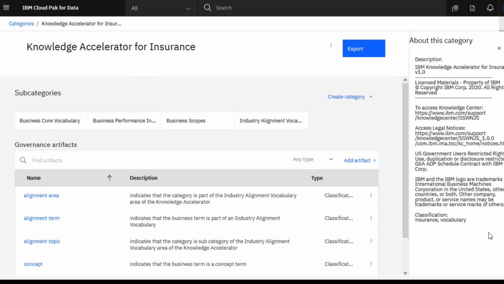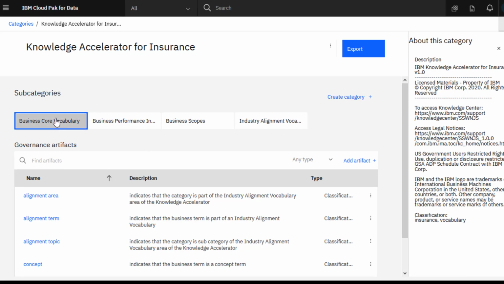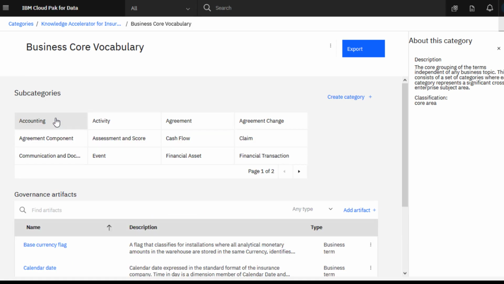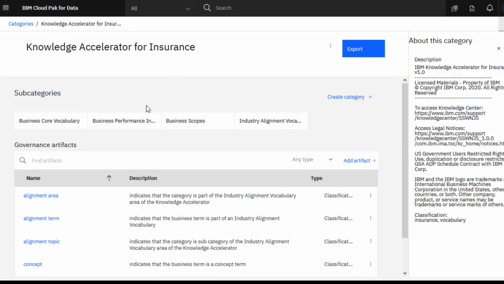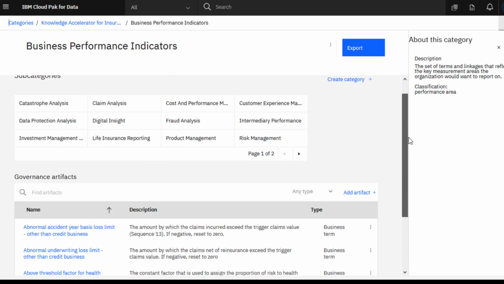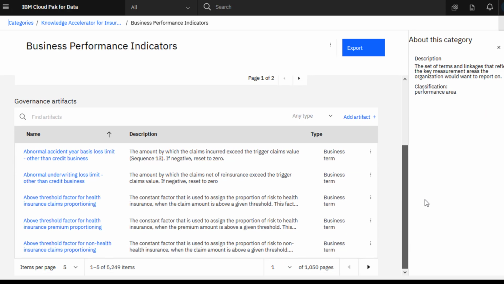The top-level category view for the content includes 4 categories: the business core vocabulary, business performance indicators, business scopes, and the industry alignment vocabulary. Business core vocabulary is a comprehensive collection of insurance-specific terminology, organized into categories reflecting key categories of insurance business terms. There are more than 10,500 business terms covering a wide variety of terminology within the insurance industry domain.